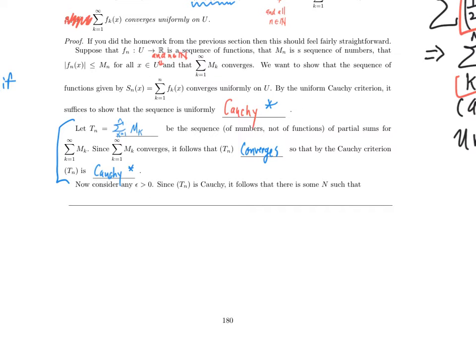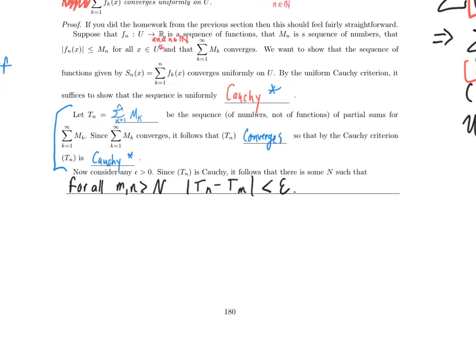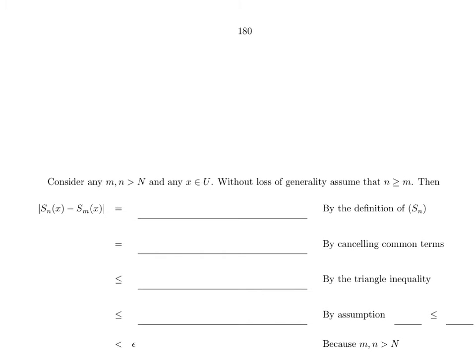Consider any epsilon bigger than 0. Since T_n is Cauchy, it follows that there exists some big N such that for all m and n bigger than big N, the absolute value of T_n minus T_m is less than epsilon. Neato. So we've just come up with our choice of big N. Let's use that choice of big N. Once we come up with the choice of big N, we need to consider any little m and little n bigger than big N and any x in U.